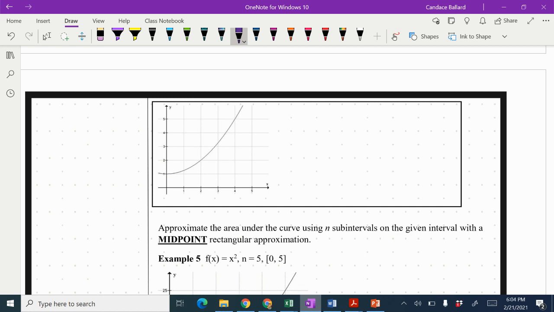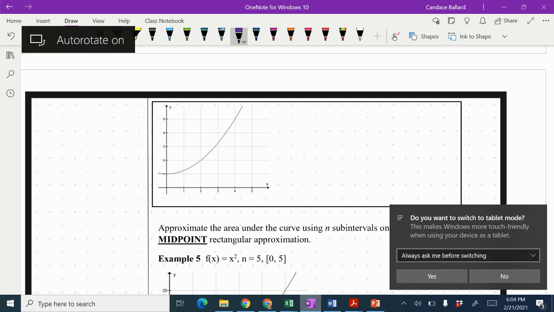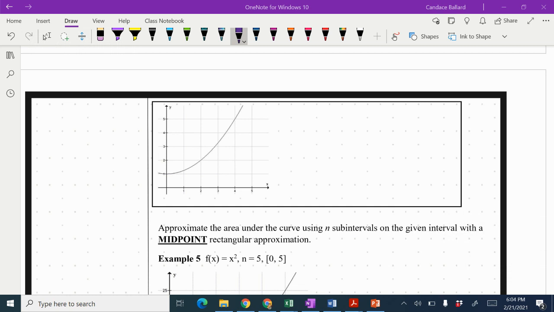In this video, we're going to continue Calculus Topic 6.1 and 6.2 on Riemann sums. This time we're going to be working with what we call a midpoint sum. So we could call this MRAM, because it's midpoint rectangular approximation is what that stands for.